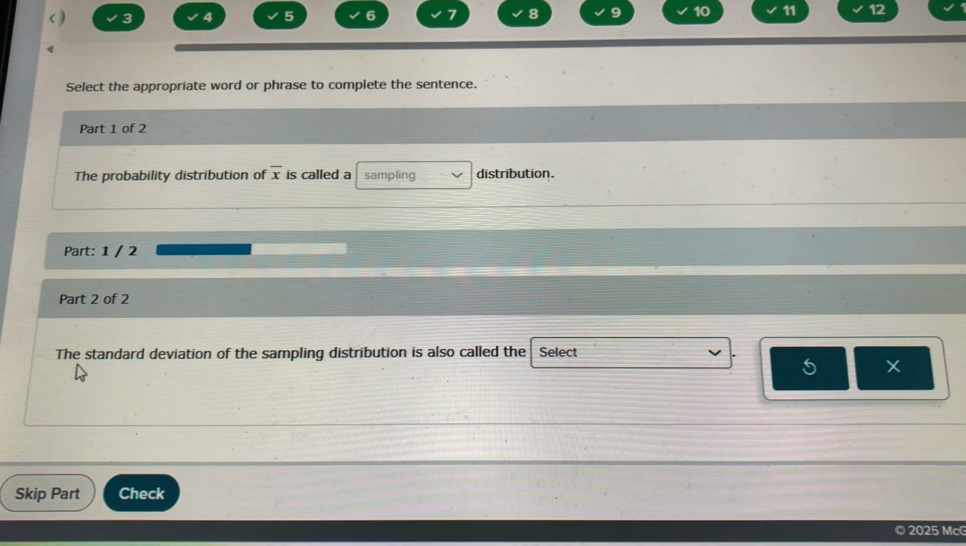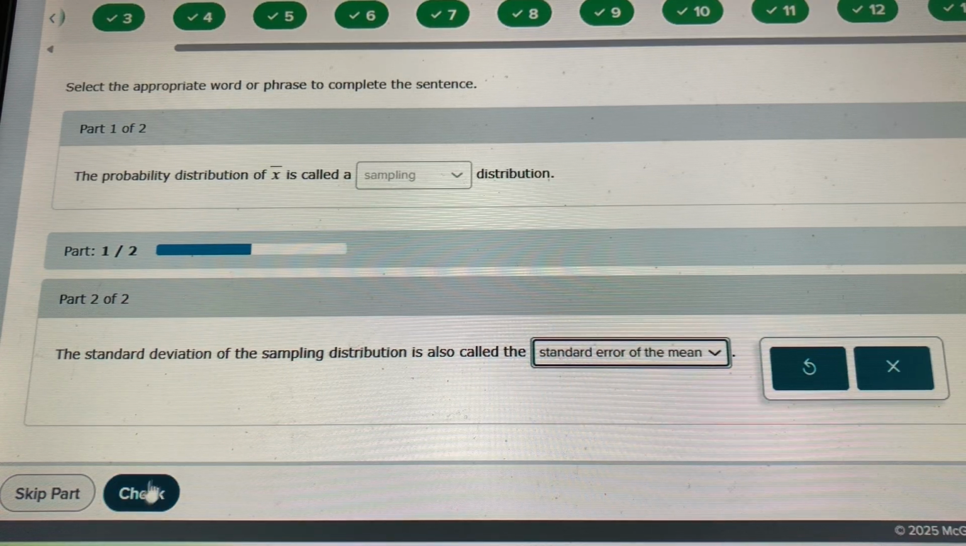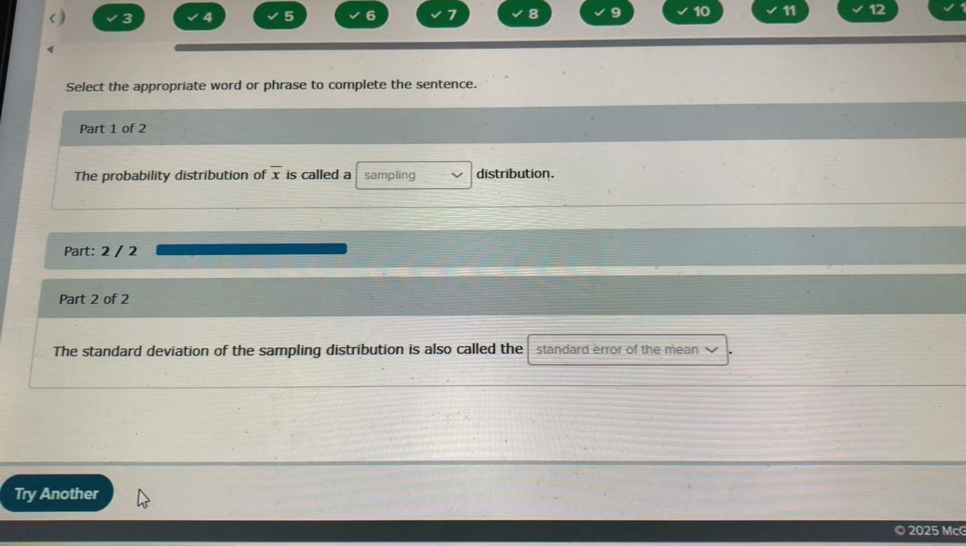See, here it comes right now. The standard deviation of the sampling distribution is also called the standard error. The standard error of the mean. So just some technical terms.